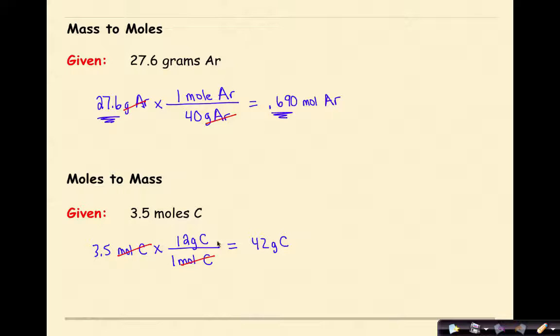I have labeled all the way through. I have canceled my units. I start with 2 significant figures. I end with 2 significant figures. And remember, the numbers in the conversion are known as exact numbers, and we do not take those into consideration when we are looking at significant figures. We only look at the given when we are figuring out the number of significant figures at the end.